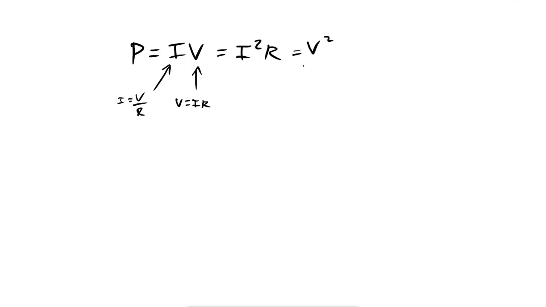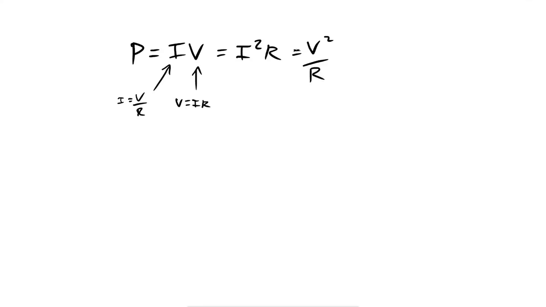Of course, you might have to use power instead. Maybe you're given the power dissipated in watts for a resistor, and that's equal to IV. But we can replace I and V with Ohm's law. We saw that Ohm's law says that V is equal to IR. So if we replace V with IR, we end up with I times R, so I squared R. We can also replace I with V over R. So we end up with V squared over R.